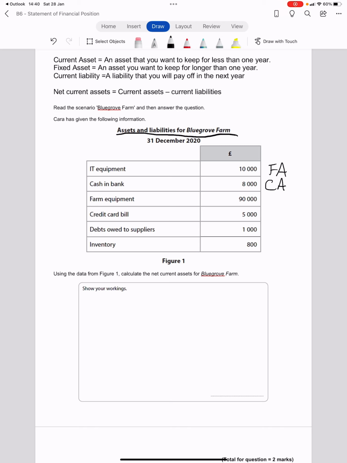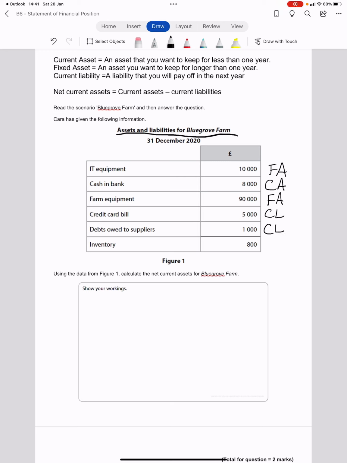Farm equipment, like the IT equipment, we're going to keep that for a long time. So we're going to go with a fixed asset. Credit card bill, that's a current liability because we're going to pay it off in the next year. And debts owed to suppliers, they're going to want paying in less than a year. So that's a current liability as well.